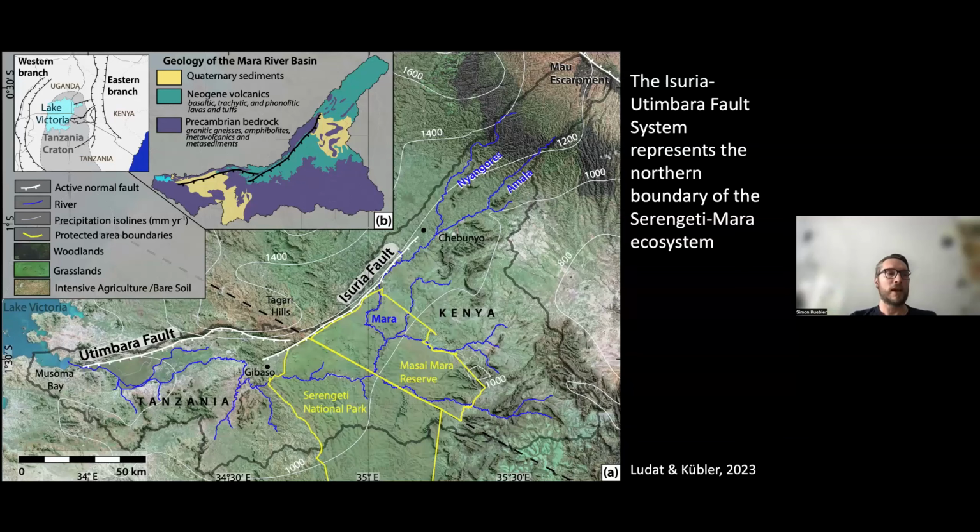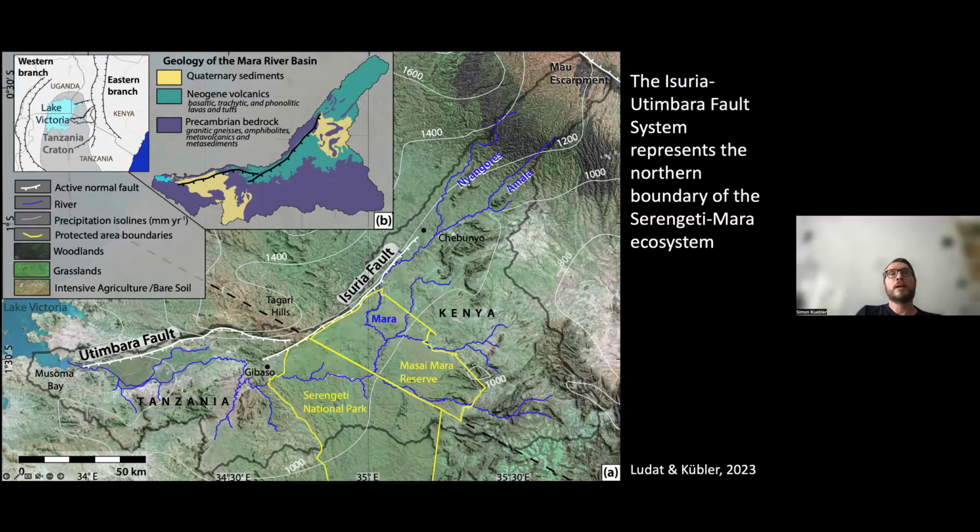This fault zone hasn't really been on the map of active faults in East Africa yet, but we've identified very convincing data that this fault has probably been active in late Pleistocene, probably Holocene times. And what I would like to focus on during this talk is the ecological patterns that you can see in relation to this fault system.